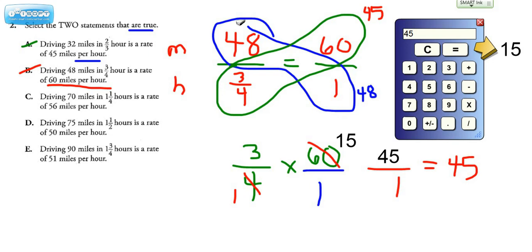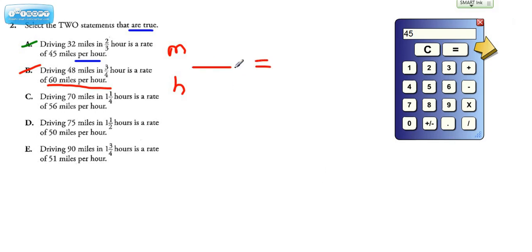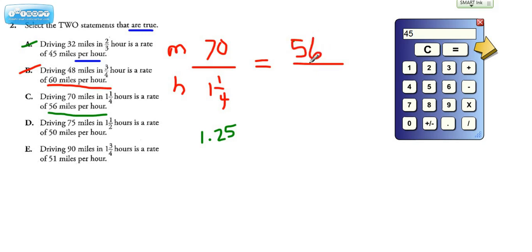Let's look at choice C. Same idea. We're going to set up the cross products. Let's delete all this stuff that's going to confuse us because we're looking at choice C now. Oops, that's not going to delete. There it goes. All right, so in this case, 70 miles in 1 1/4. Or if you prefer, 1.25. They're equal. And we want to know, is that 56 miles per 1 hour? Would the cross products match?